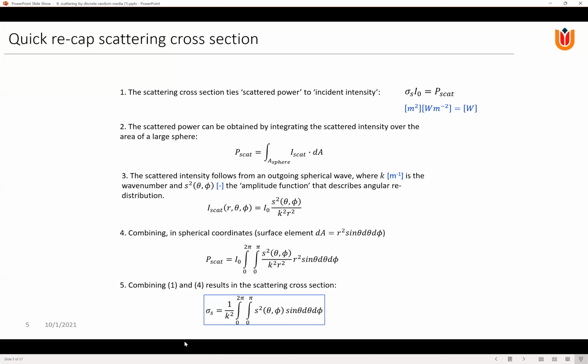If we combine them, then the expression for the scattering cross section becomes this. So what we need to know to calculate the scattering cross section is the wavelength, K, and we need to know, estimate, or determine this function S.